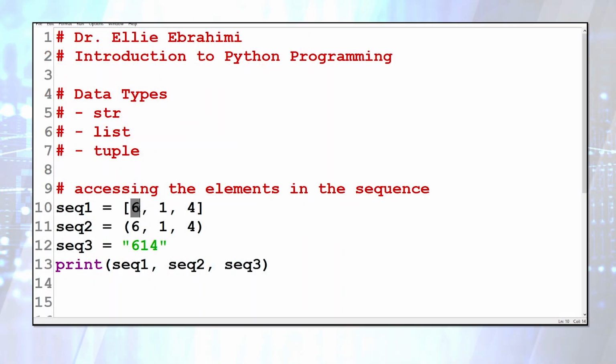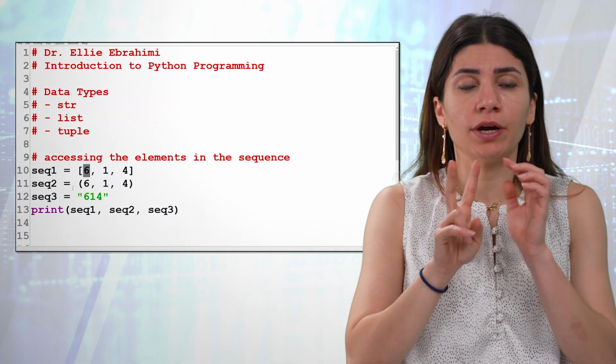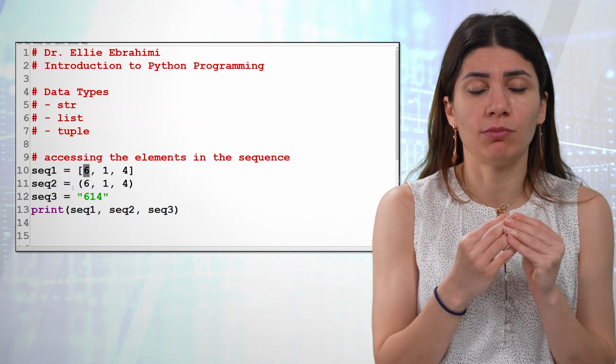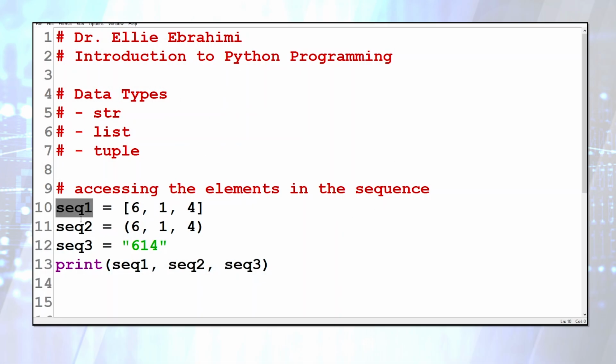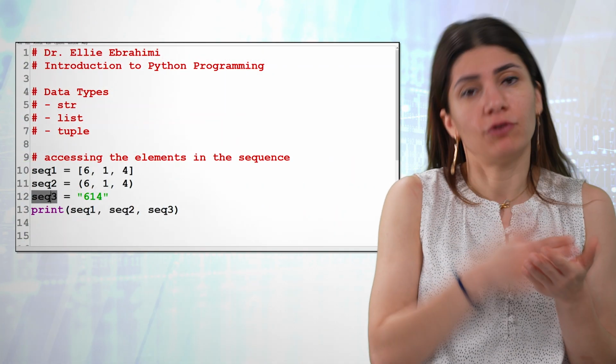So let's say we want to get the first value from all of these sequences. To do that, you need 2 pieces of information. The first one is the name of your sequence. What is the name of your sequence? Here you have sequence 1, sequence 2, sequence 3. You might have different names. That's okay. That's the name that you have for your sequences. So that's the name that you need, the name of that variable for that sequence.